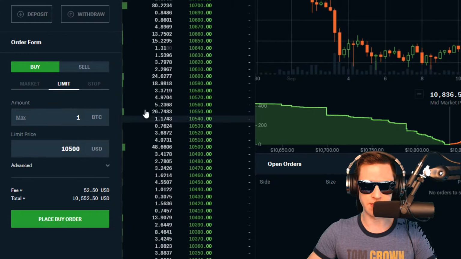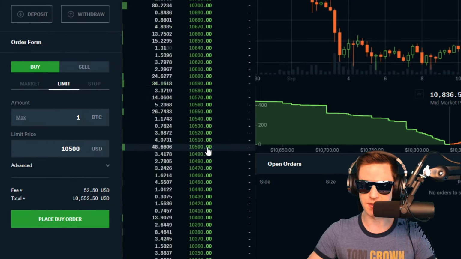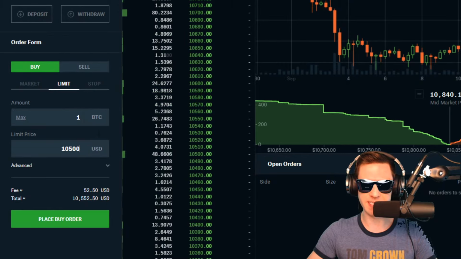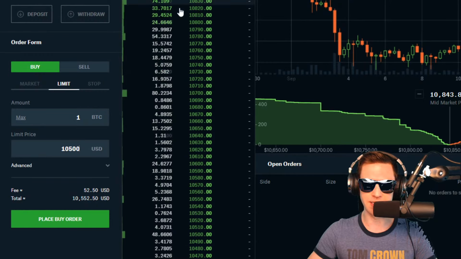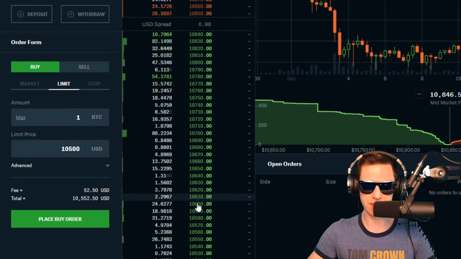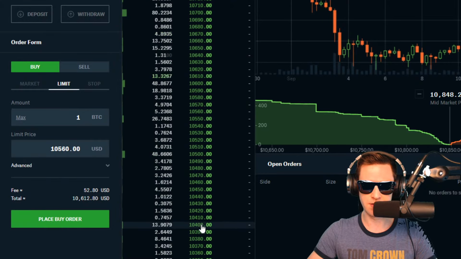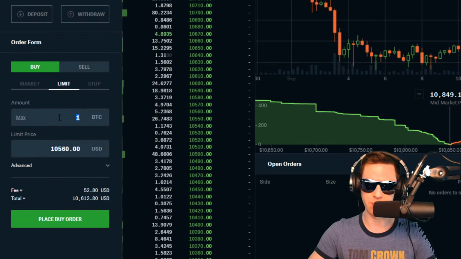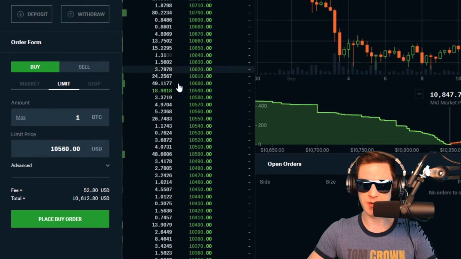If I were to put this order in, we would see it pop up right here at 10,500 in the order book. And what will happen is that order will sit there. Nothing will happen until price moves through the order book all the way down to 10,500. And if it goes below that, then our order will technically have to fill. I have never heard of an example really on any exchange where a limit order was set in advance and then price went past it and it did not fill.